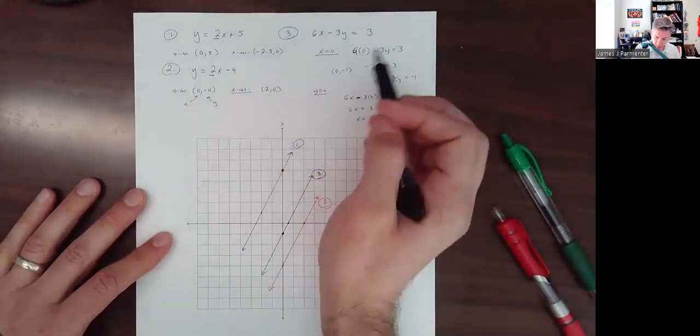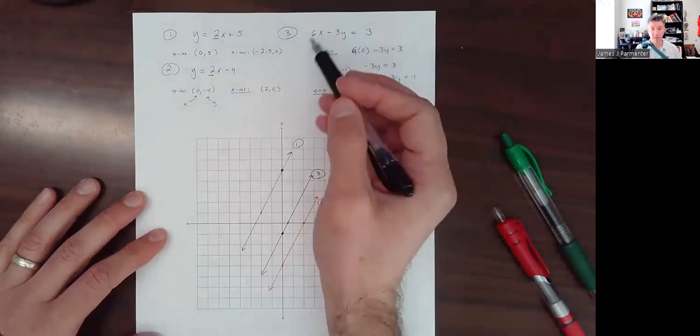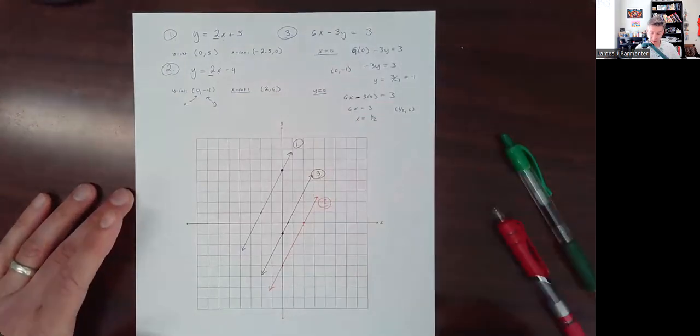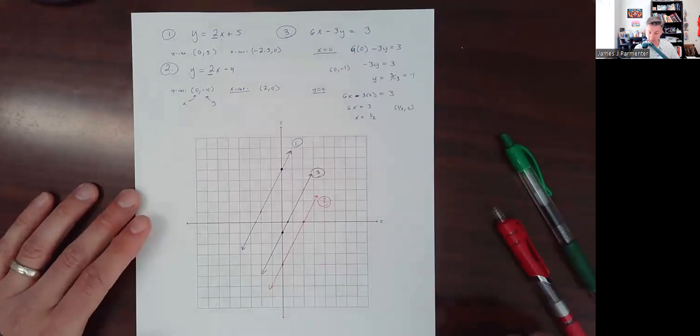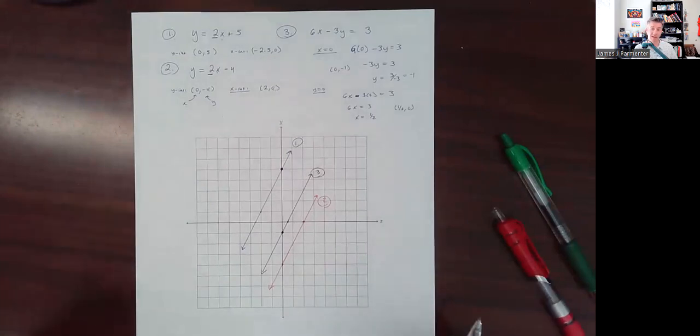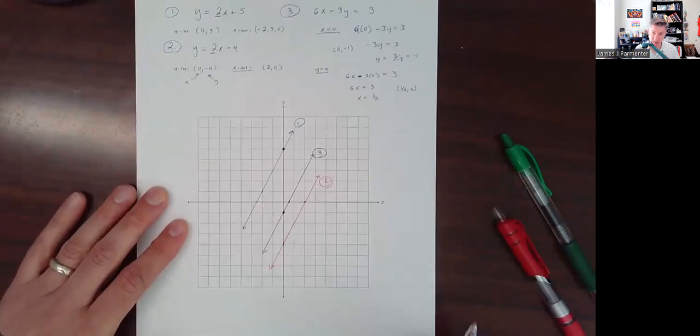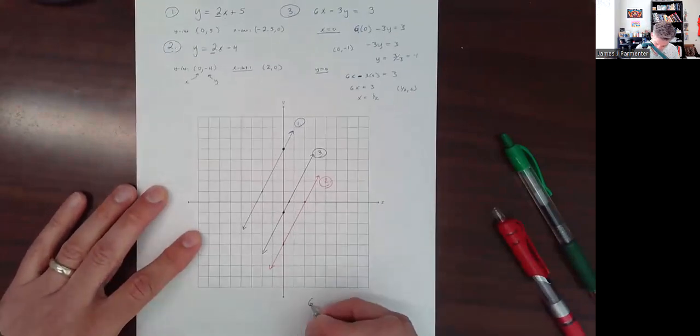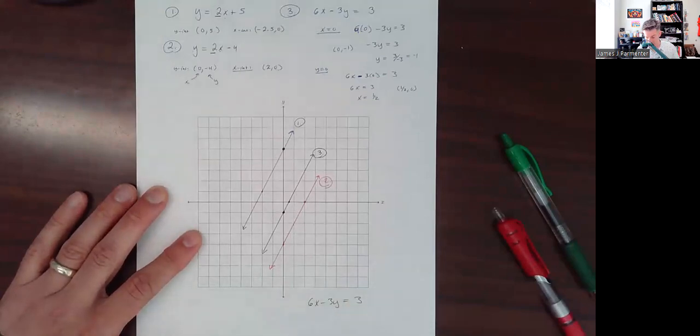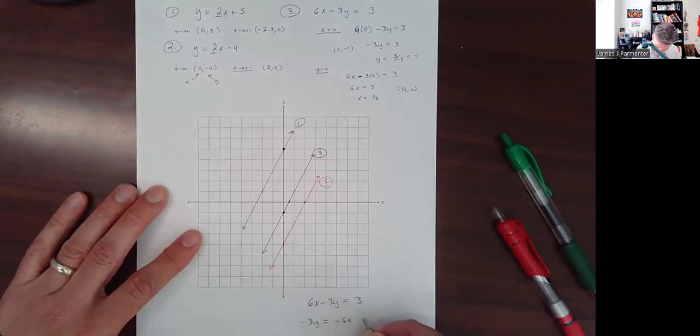This other line here, though, it's not immediately obvious from the way this equation is written what the slope is. So we could graph it to see that it's parallel, or if you want to see that this line was parallel without having to graph it, you could take that equation 6x minus 3y equals 3 and solve for y. So 6x minus 3y equals 3. I'm going to subtract 6x from both sides. So I'm going to get negative 3y equals negative 6x plus 3. And I'm going to divide everything by negative 3.